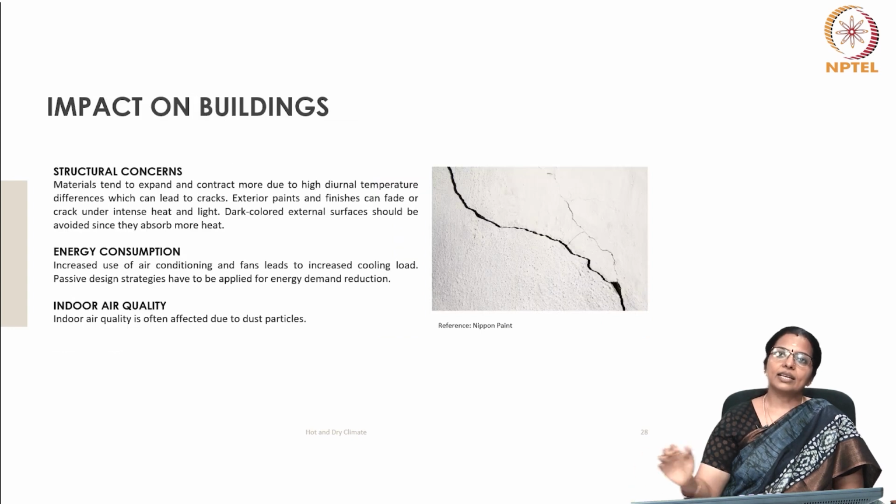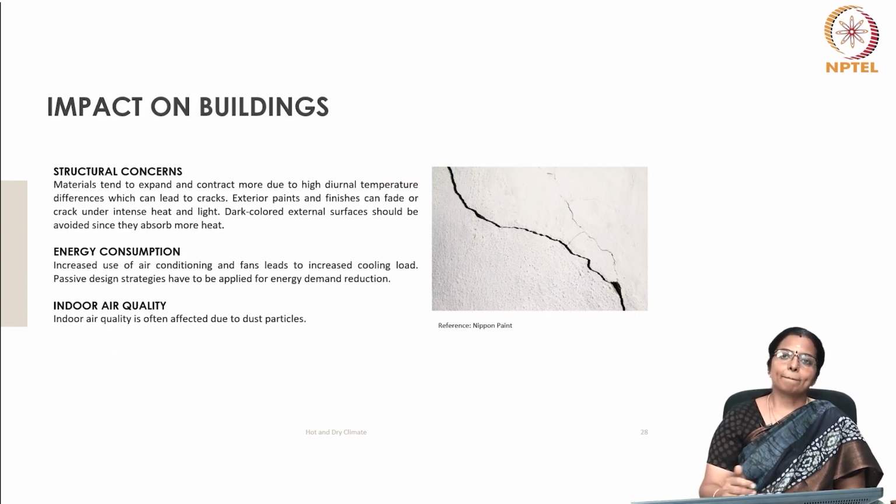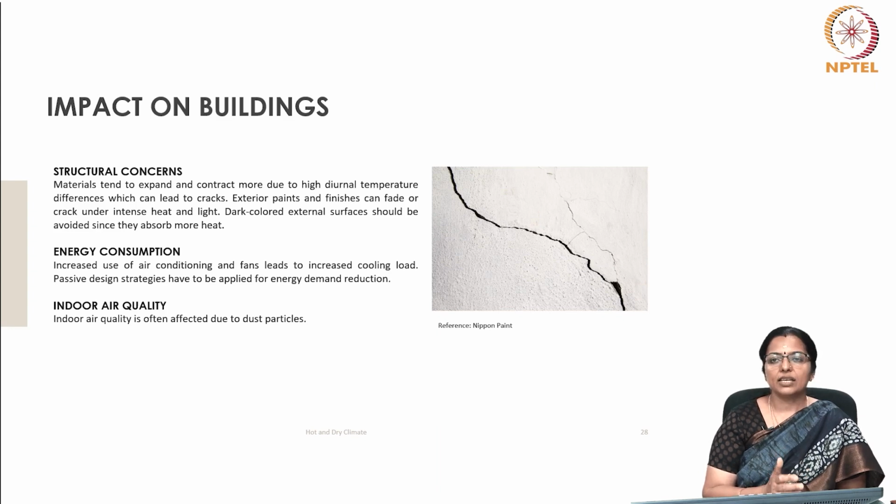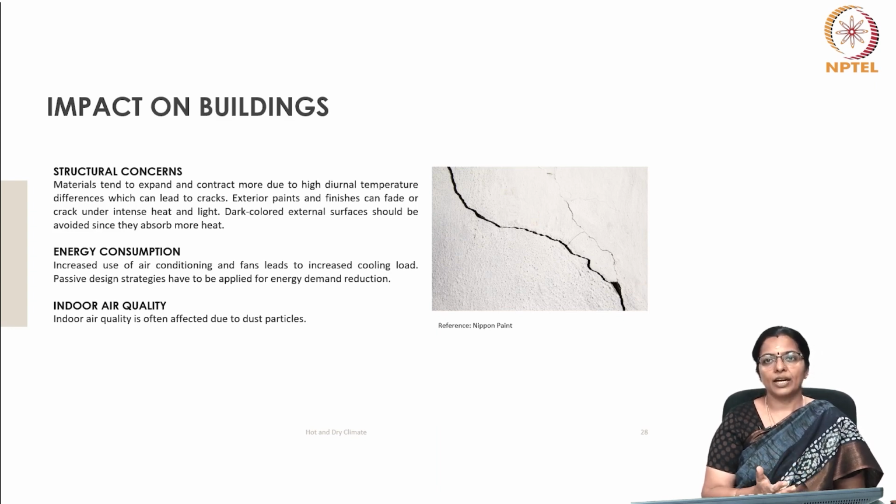If we look at the impact on buildings, then the first is the structural concern. These materials tend to expand and contract more due to high diurnal temperature differences, and this can lead to cracks. Exterior paints and finishes can fade or crack under intense heat and light. Dark colored external surfaces should be avoided since they absorb more heat.